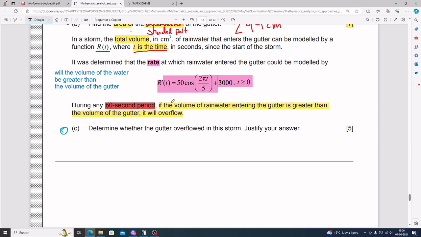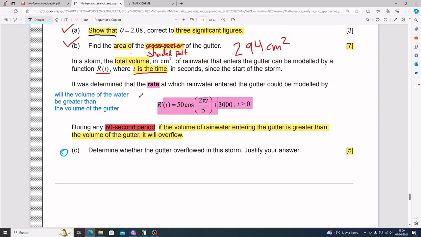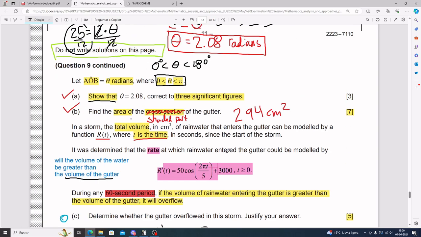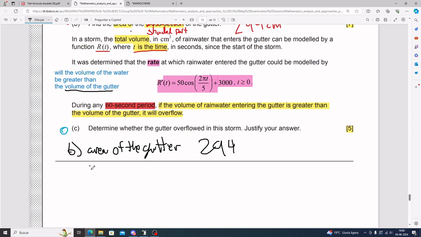So, definitely a little bit more of an exciting part of the problem, but it's also easy points if you know what you're doing. These are 5 points that should go by flying, and you're really going to notice how. On the one hand, you can get a bunch of points by first finding the volume of the gutter. For part B, you found the area of the gutter. You found that the area of the gutter was 294. So what is the volume of the gutter?